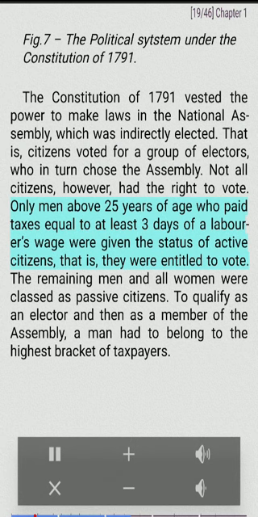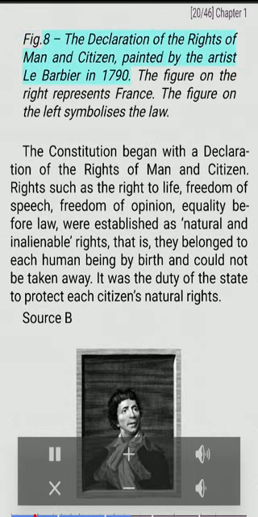Not all citizens, however, had the right to vote. Only men above 25 years of age who paid taxes equal to at least 3 days of a laborer's wage were given the status of active citizens, that is, they were entitled to vote. The remaining men and all women were classed as passive citizens. To qualify as an elector and then as a member of the Assembly, a man had to belong to the highest bracket of taxpayers.